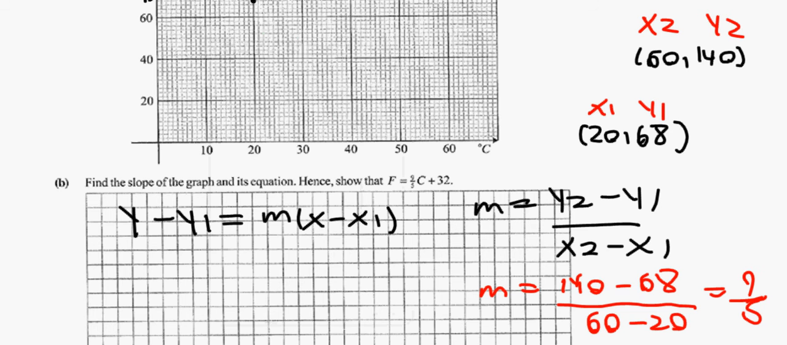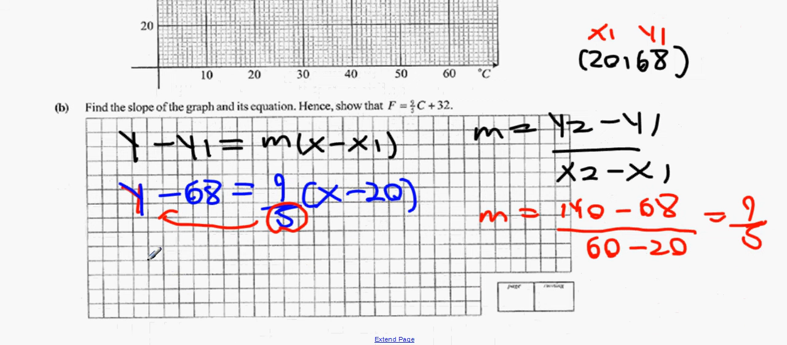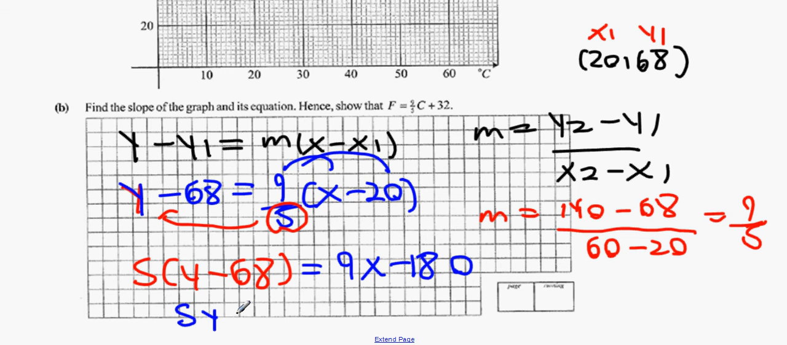Now we're going to use the equation of the line formula. We get y minus y1, which is 68, equals 9 over 5 into x minus x1, which is 20. Now we're going to bring the 5 up, which is division, turning into multiply. So it's going to be 5 multiplied by y minus 68 equals 9 times x minus 20, so 9x minus 180. Multiply this out, and we get 5y minus 340 equals 9x minus 180.